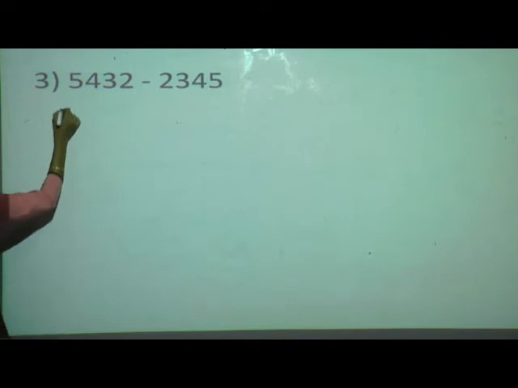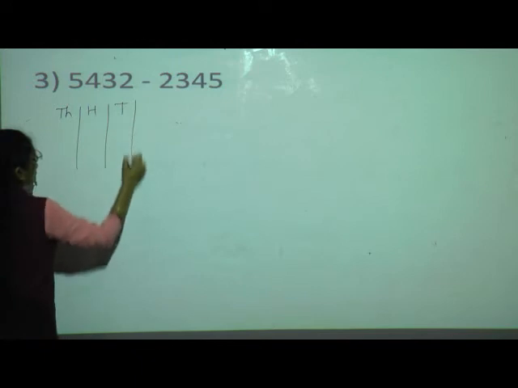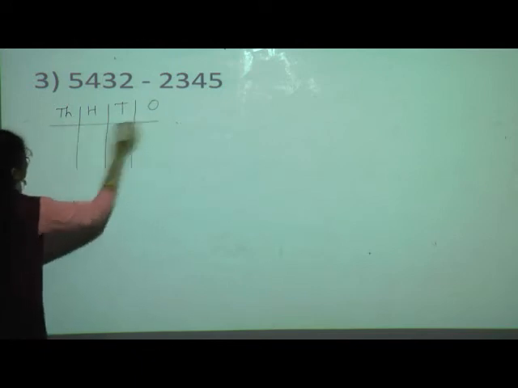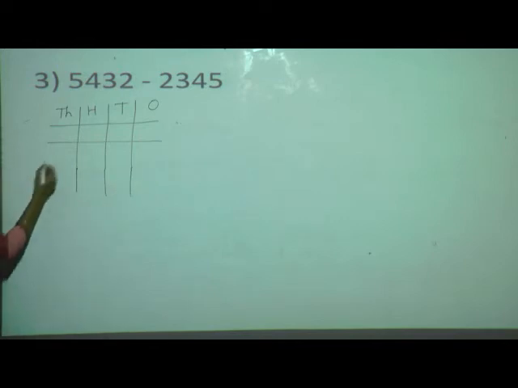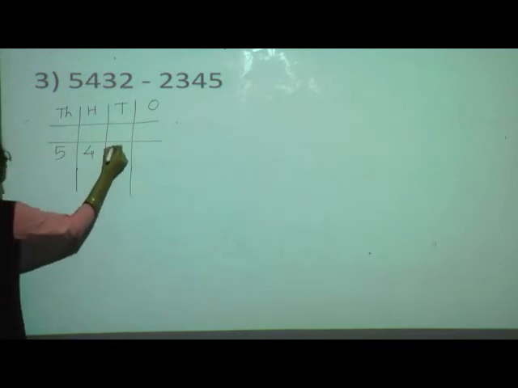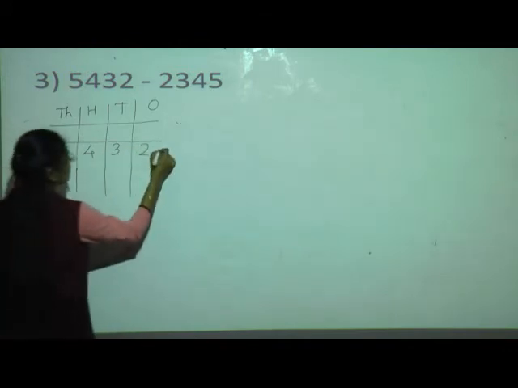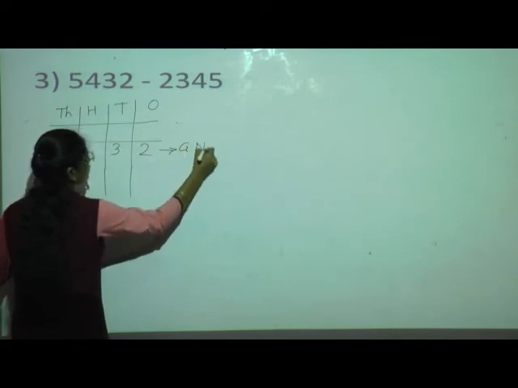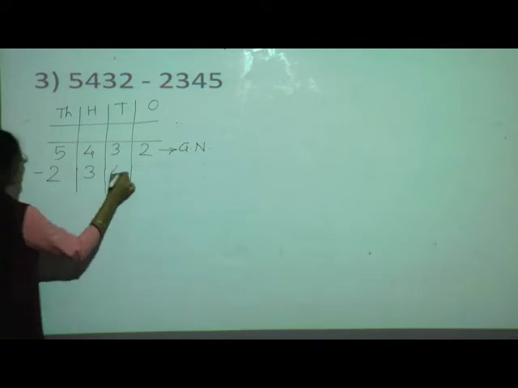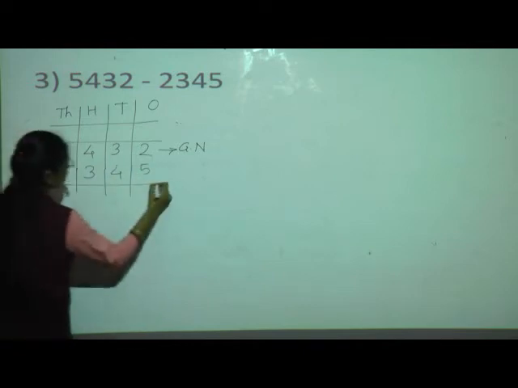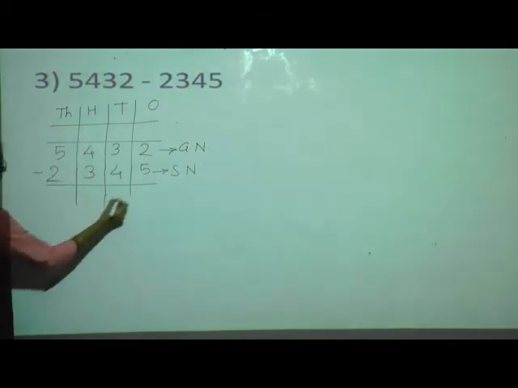Draw the place value chart. Thousands, hundreds, tens and ones. Leave one line for the borrow. Put the value in the place value chart. First number is 5432. This is the greater number. Okay. So we'll write here GN. GN means greater number. Then minus 2345. This is the smaller number. So we'll write smaller number. And first of all, we will subtract these two numbers.